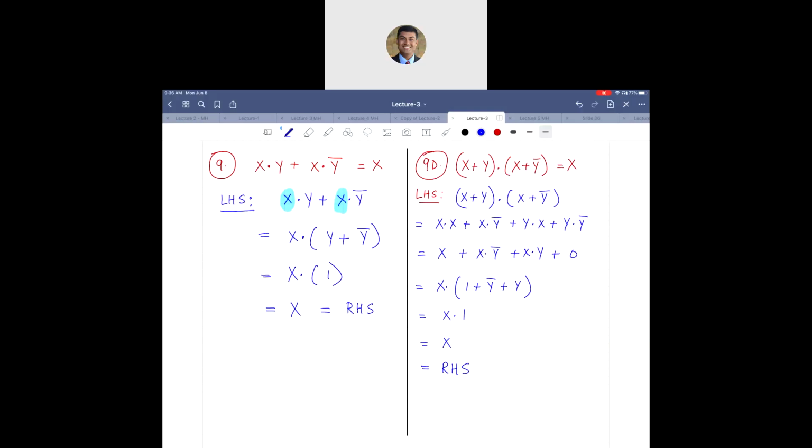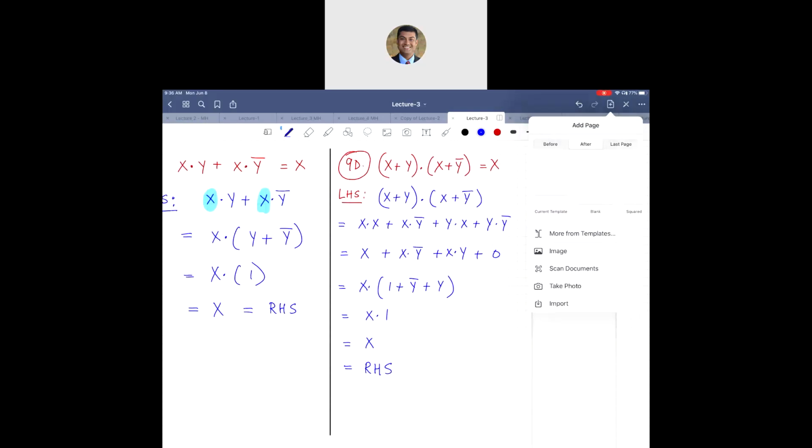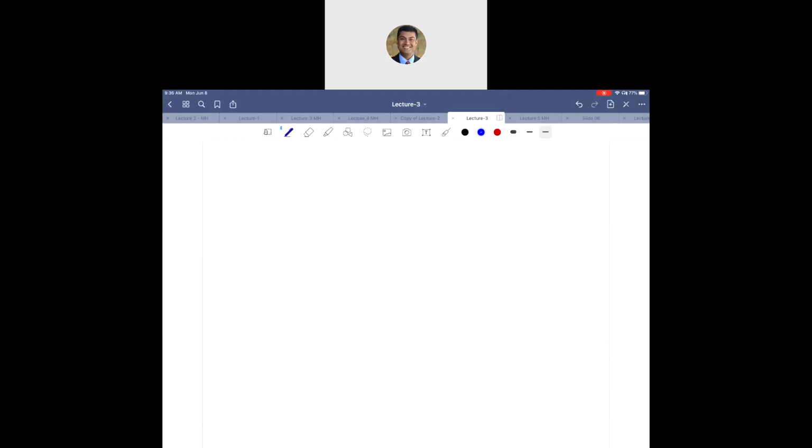Now, so far, things have gone on smoothly. As we go on to the next couple of properties, you are going to see that things are not as straightforward and you might need to use a few more tricks. So it's better to have them up your sleeve. So let me talk about property 10 here. This is X or XY, which is X. Similarly, on the other side, I have 10D, which is X anded with X or Y, which is also X.